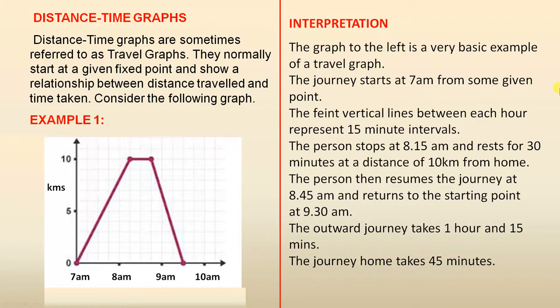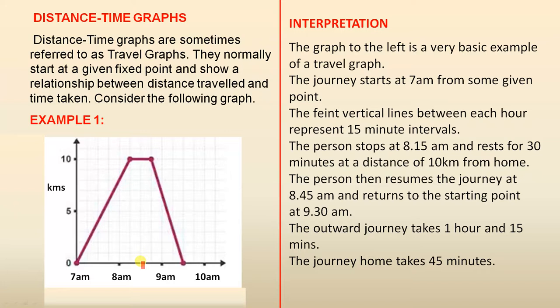Distance time graphs. Distance time graphs are sometimes referred to as travel graphs. They normally start at a given fixed point and show a relationship between distance travelled and time taken. Consider the following graph. This is a very basic graph here.